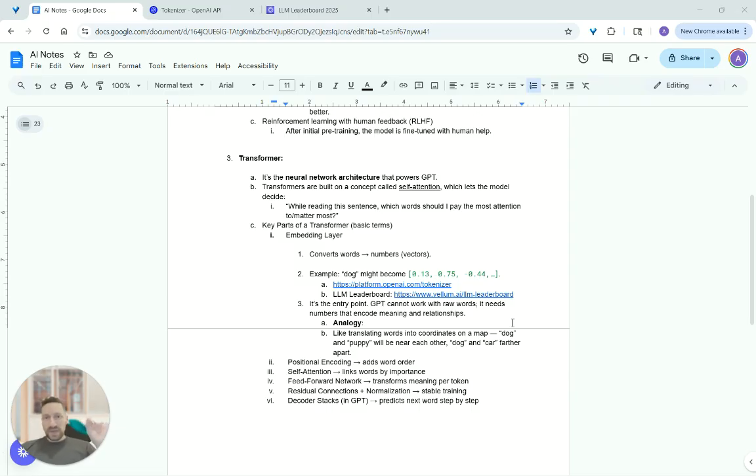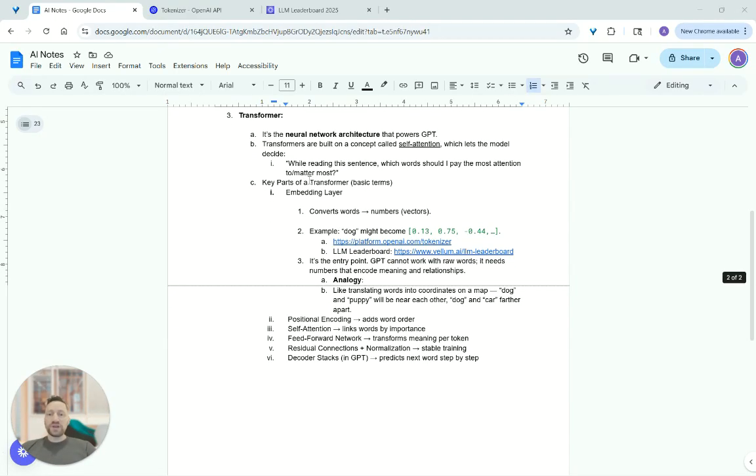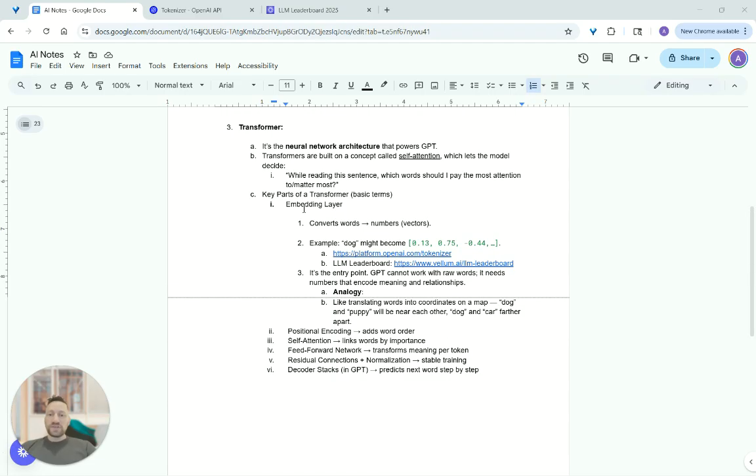One thing that you may want to dive deeper into is the term self-attention. This is a really key concept when it comes to transformer, because this basically lets the model decide, while reading a sentence, which words it should really pay attention to, like which ones matter most, and it's going to give them a weight. So if we go a little bit further into transformer, these are the aspects here.